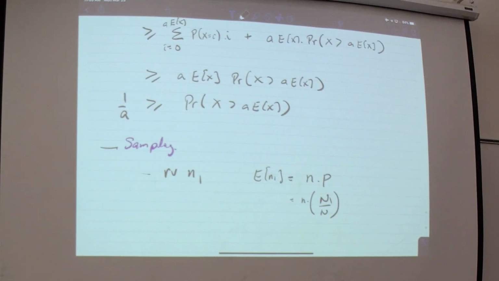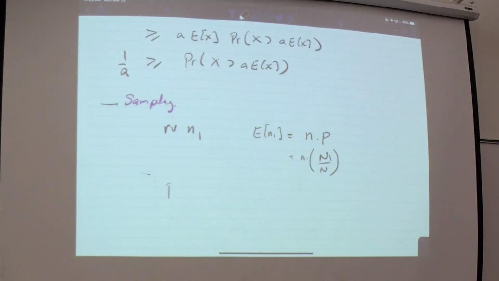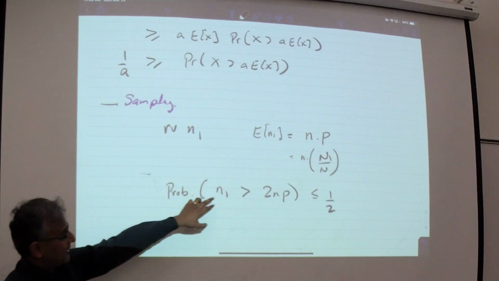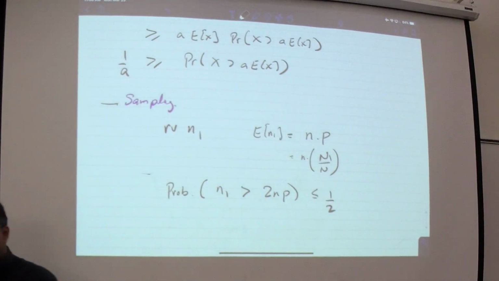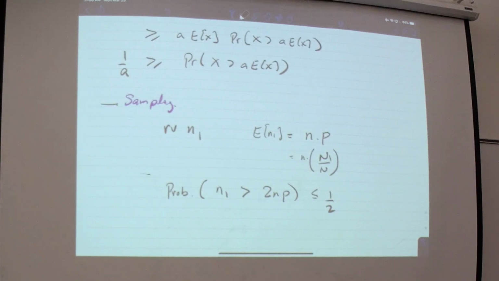So what we're saying is that the probability that n1 is greater than 2np is less than or equal to half. By Markov inequality. Why? Because we just put the mean value there. The probability that the random variable is more than twice the mean is less than half. So, okay, it's not bad, but it's not very good either. Because it doesn't tell you anything about, well, could sampling more things help me? And it's saying, like, I don't know, whatever you do, the probability that it's more than twice the mean is less than half.